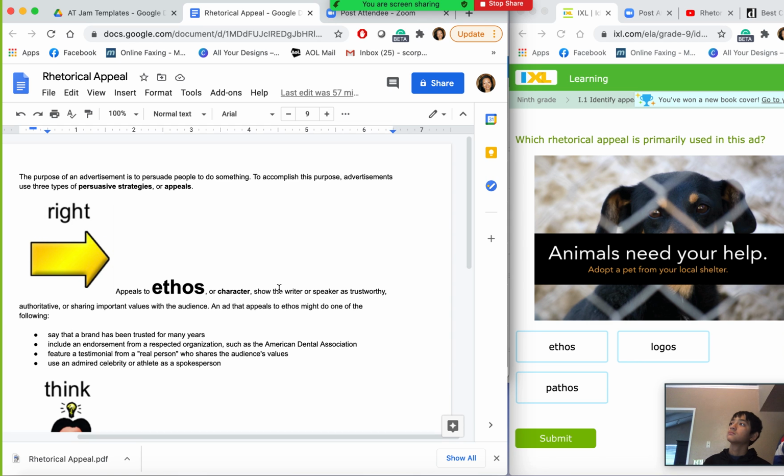So the first one is called ethos, and it appeals to your character, and it shows the writer or speaker as trustworthy. So there's someone that's probably right? So we're going to denote that by our core word on our homepage as right. So when we're thinking it's ethos, character, it can be something like a brand that's been trusted for many years.